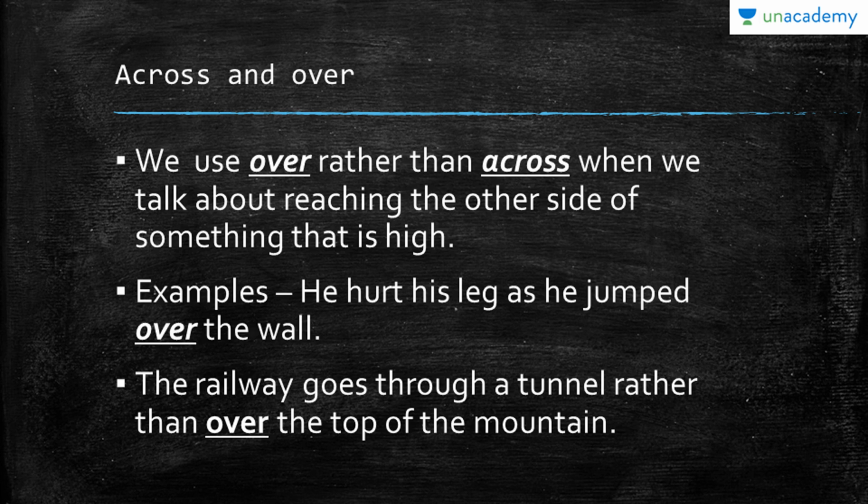Example, he hurt his leg as he jumped over the wall. Since this wall is high, we are not going to use across here, but we are going to use over instead of across. The railway goes through a tunnel rather than over the top of the mountain. Over the top of the mountain again brings this idea of height, because a mountain is high. So here we cannot use across the mountain because there's height included here.